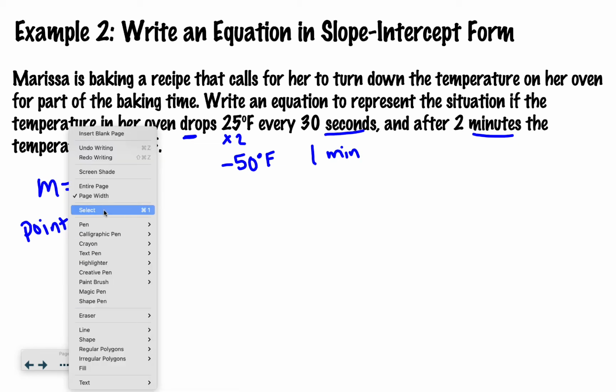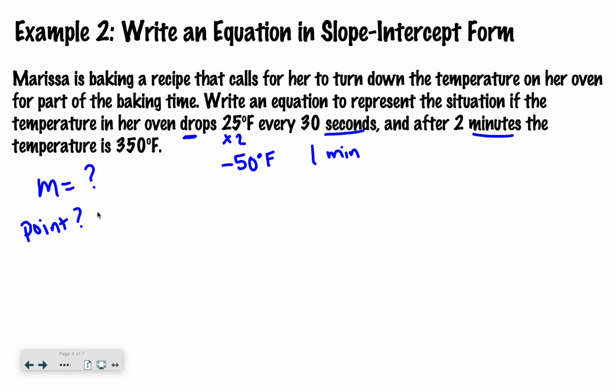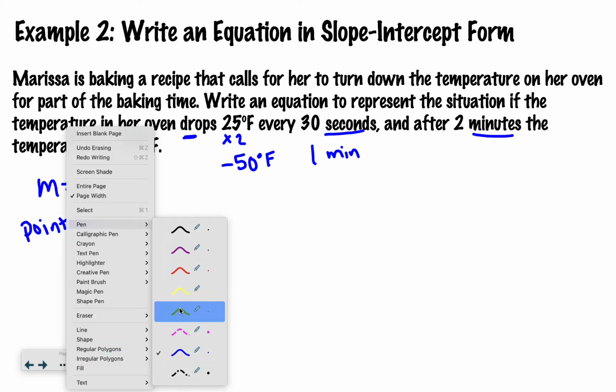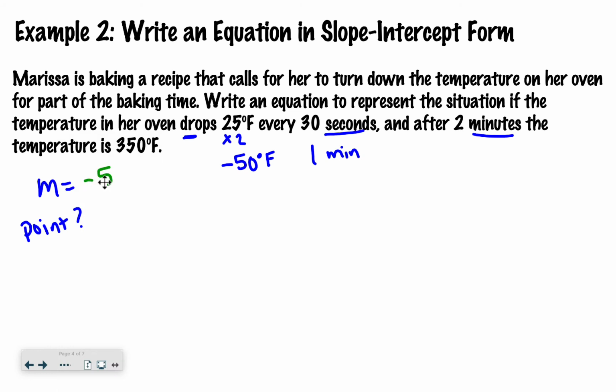How much it's changing each minute would be represented by my slope. So in this case, negative 50 is my slope. And then the point, I have 2 minutes, 350 degrees. So remember, time is always your x value, and then y is your other value, so in this case, temperature.